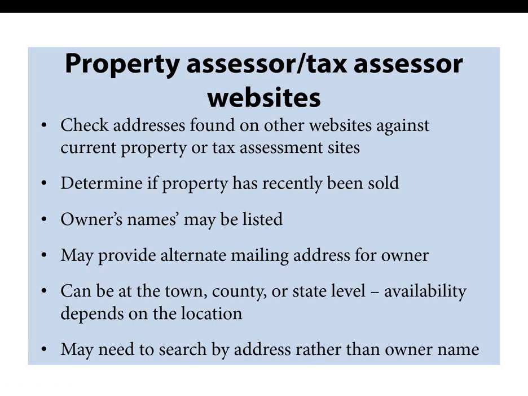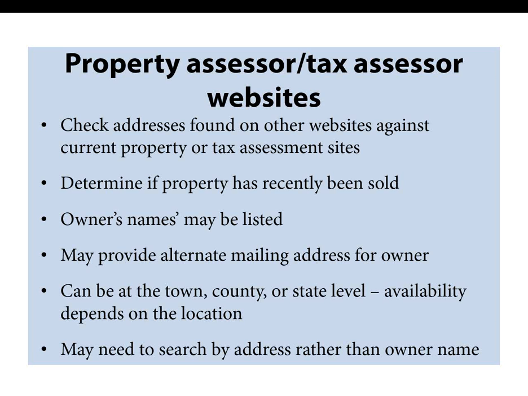A good option for cross-referencing is looking at property assessor or tax assessor records, and these can often be found online on the website of the property assessor or tax assessor. So you can view the owner's names on these records and determine if the property has recently been sold. You may also see if there's an alternate mailing address for the owner. The property assessor or tax assessor could be located at the town, county, or state level.